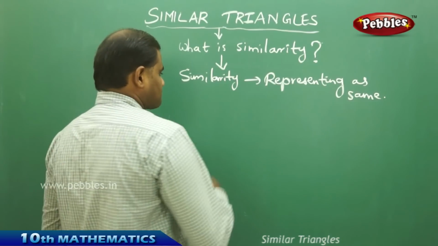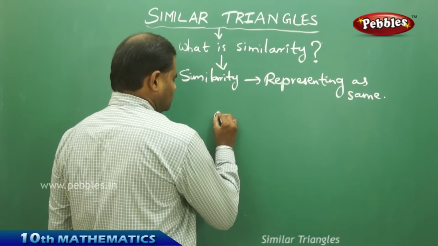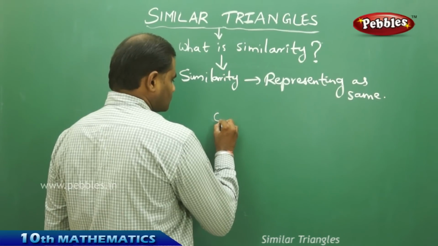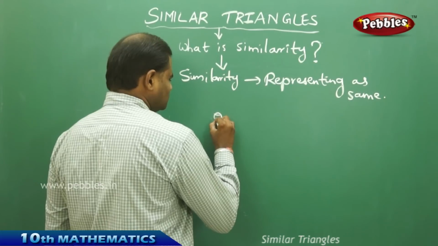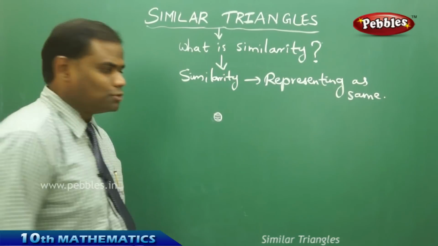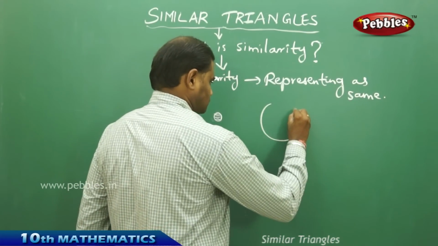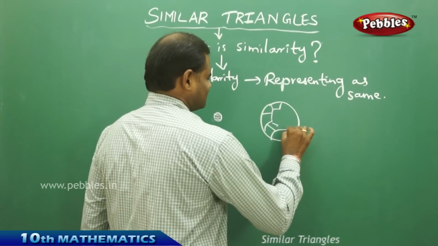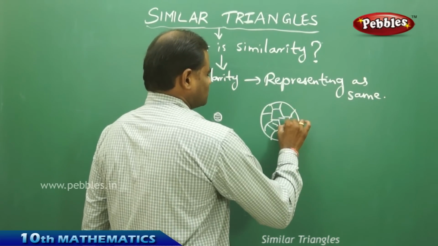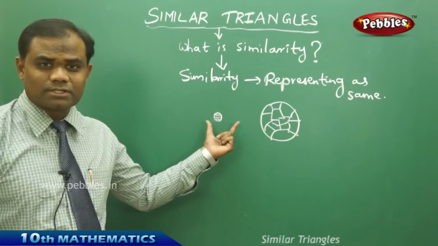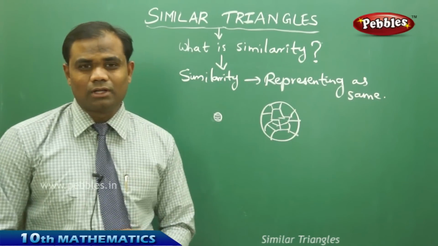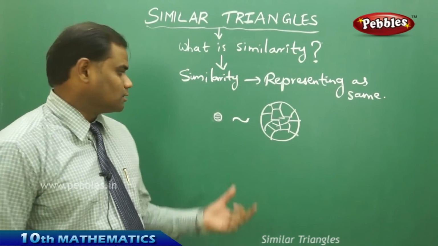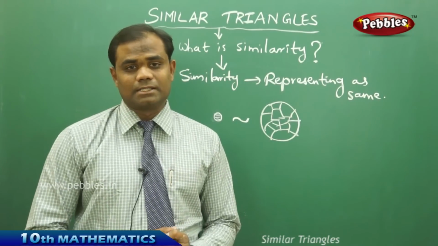Say for example, I take a small cricket ball, and then I take a huge football. Then I say that these two objects, the cricket ball and the football, are similar. The symbol for similarity is this. So we say that the two objects, cricket ball and football, are similar.